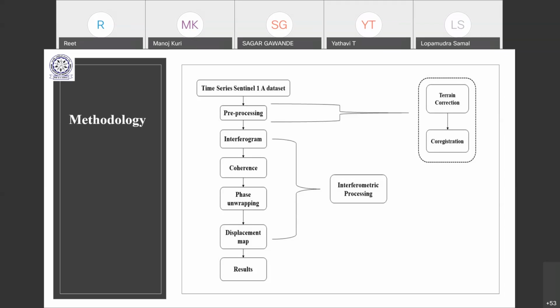I will tell this once only, and I will pass over it for the next study. Then phase unwrapping is done, then a displacement map is created. This displacement map is a vertical displacement map, and the result of this study is the subsidence image.